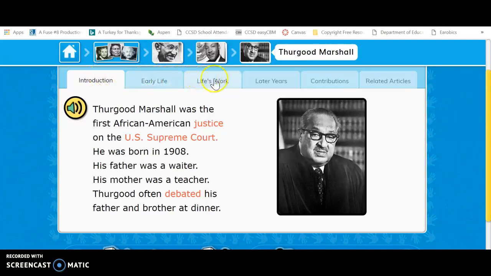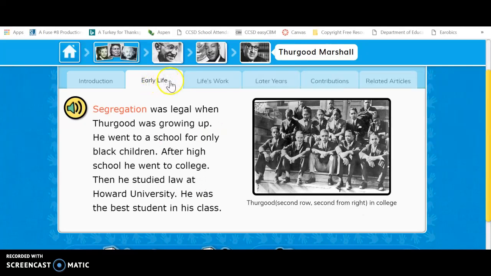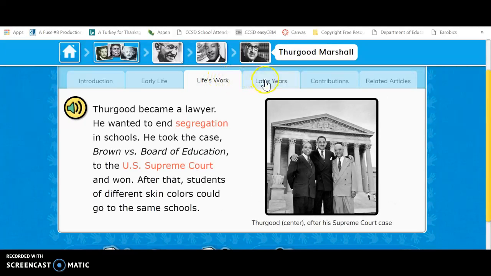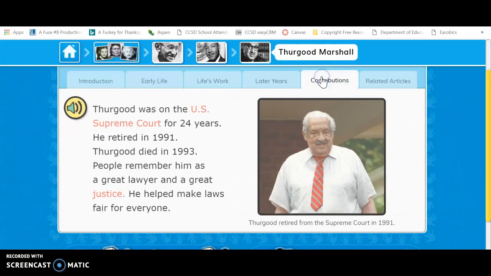Also, in PebbleGo, there are tabs up across the top. So you see we're on the Introduction tab. Then you can click on Early Life and find out about Thurgood Marshall's early life. The 3rd tab is Life's Work. The 4th tab is Later Years. And the 5th tab is Contributions.